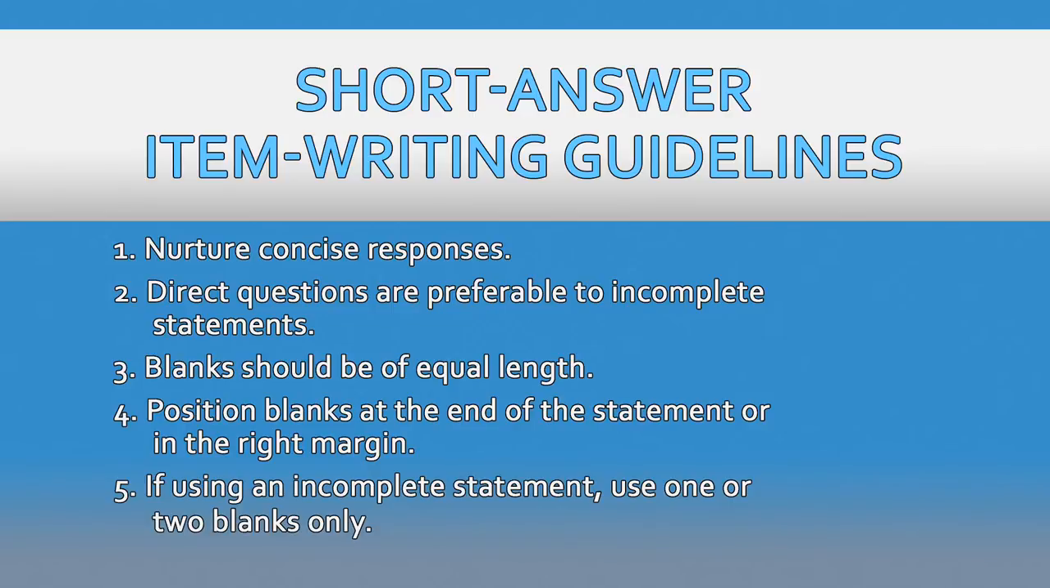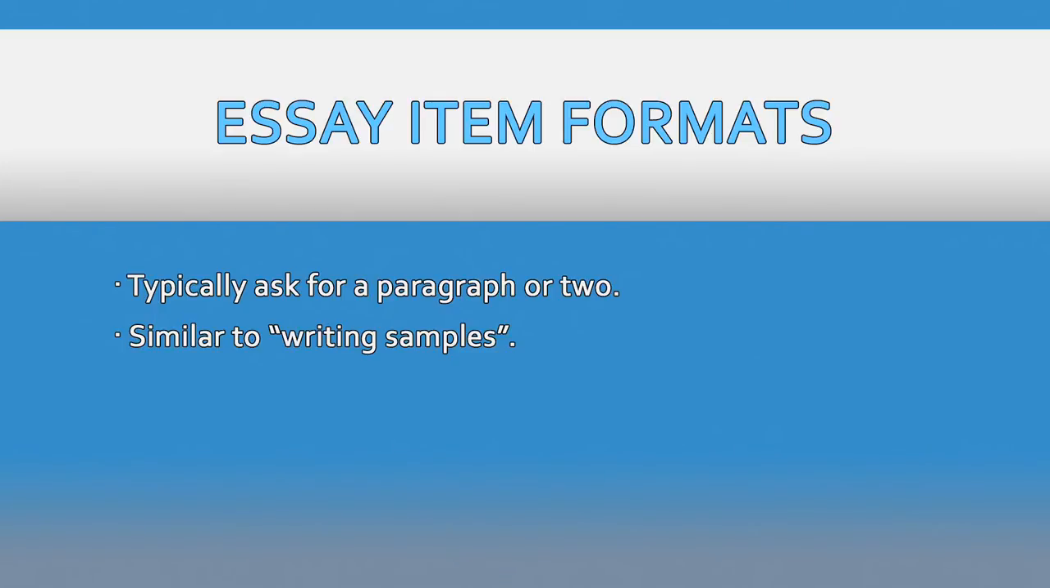If you do use incomplete statements, never put the blanks at the beginning of the items. It makes for a very difficult item and it's confusing, particularly for younger learners, but generally it should be avoided. The best format is to have equal length blanks lined up on the right side of the page. This will make them a lot easier to score with a scoring key. Finally, if you are using incomplete statements, use just one or two blanks. You really don't want to go beyond three. One common exception to this is the widely used cloze format, where numerous words are removed from a passage to assess comprehension. Now let's consider essay item formats.